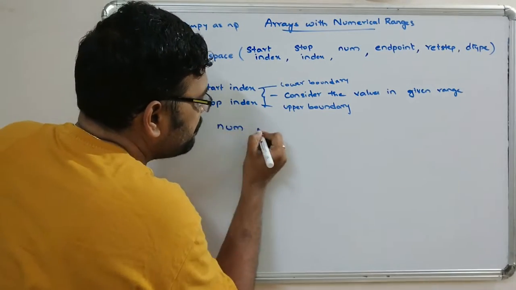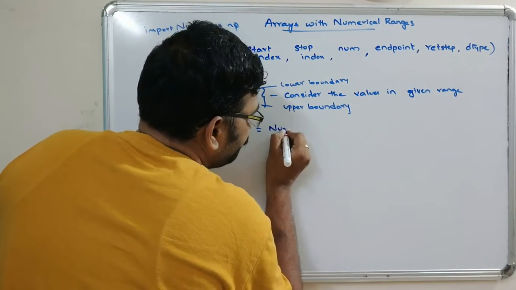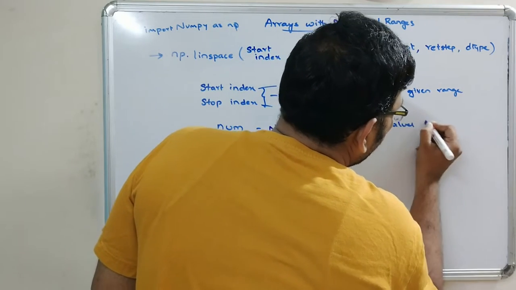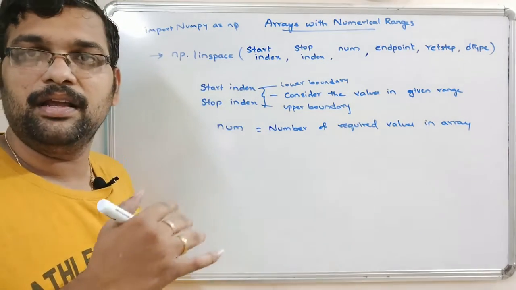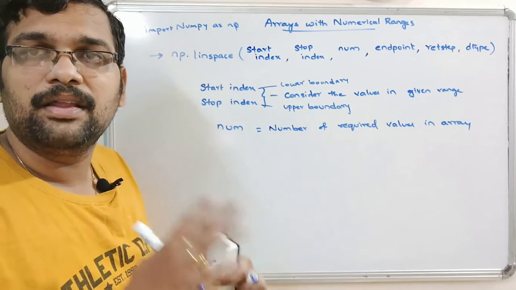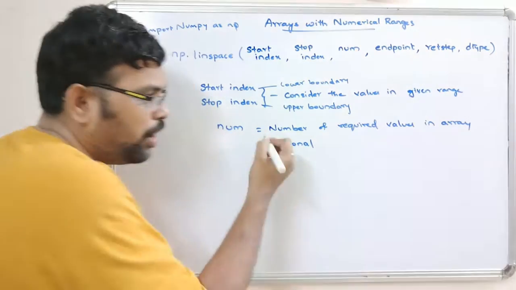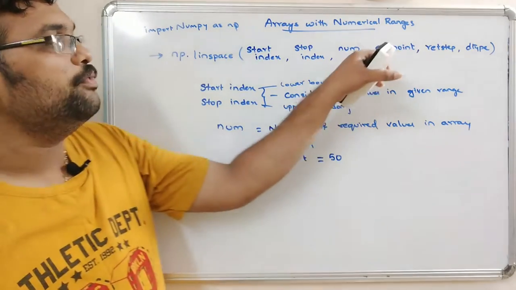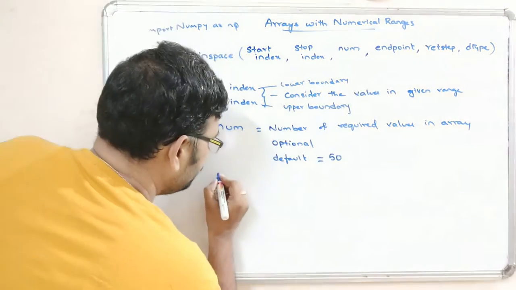Next one is num. Num is nothing but the number of values to return. So how many values we have to get, right? It returns the number of required values in the array. So if num is 2, the array will have only 2 values. If the number is 3, the function will return an array with 3 values. If you give num equal to 5, the function will return an array with 5 values. So this is optional. If you are not giving any value here, by default this value will be 50. That means it will return 50 values.